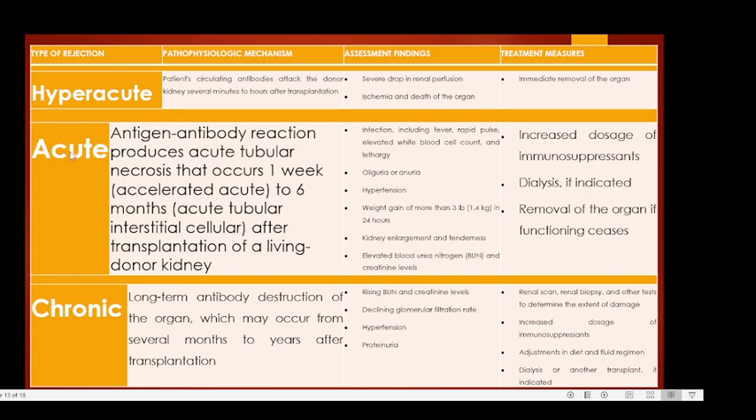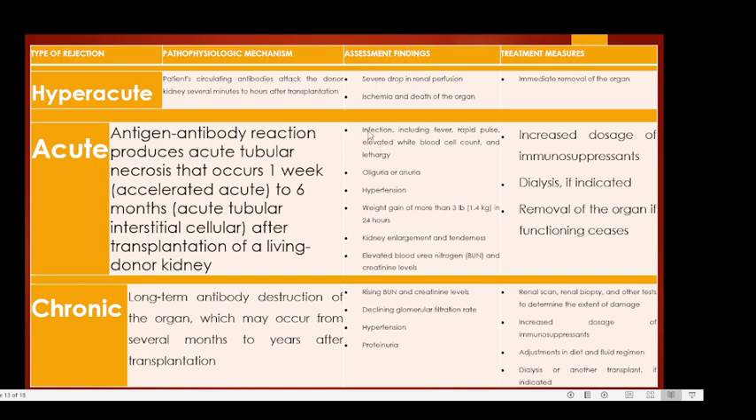Number 2, we have acute rejection. So the pathophysiological mechanism here, guys, is that an antibody-antigen reaction normally produces an acute tubular necrosis that normally occurs within 1 week to 6 months. Okay? 1 week to 6 months. And this is normally after the transplantation of a living donor kidney. Okay? So what are the assessment findings?